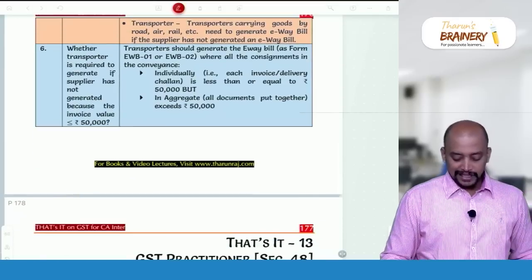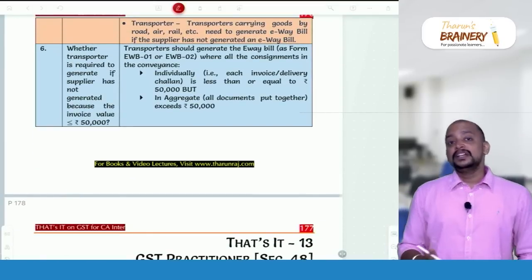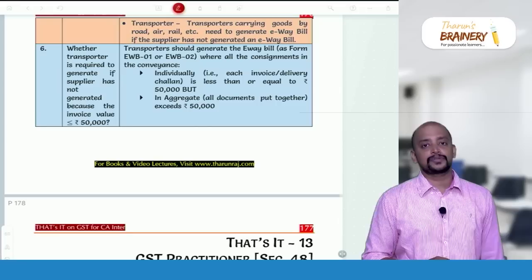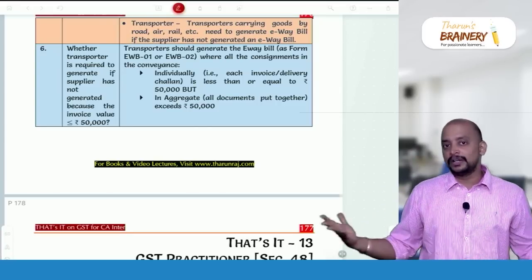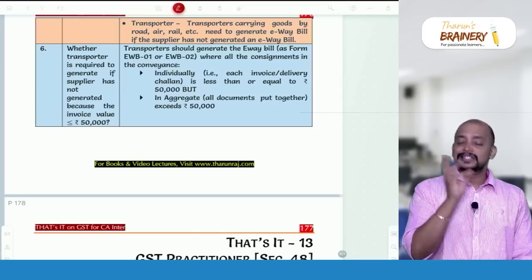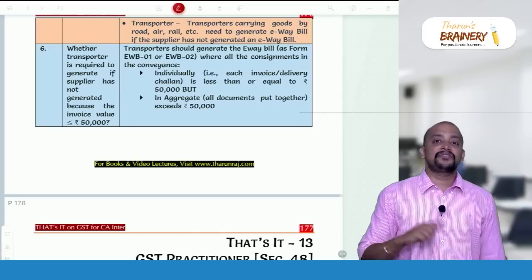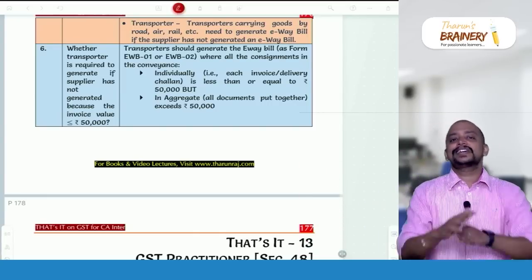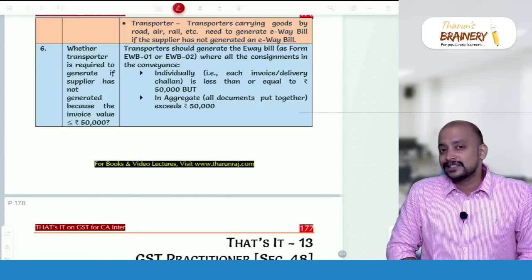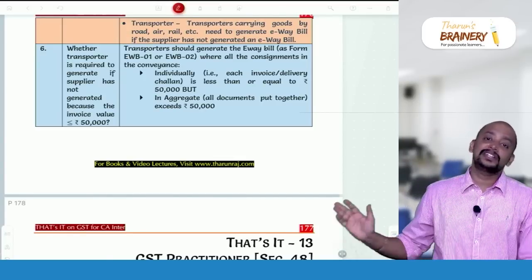Okay. Then whether the transporter is required to generate e-way bill, if the supplier has not generated e-way bill because the value of consignment does not exceed 50,000. Suppose there are 10 people who hand over consignments to a lorry person, and each consignor's value does not exceed 50,000, but the value of all these consignments put together exceeds 50,000 in the lorry. So in that case, the transporter has to generate the e-way bill for each consignment.